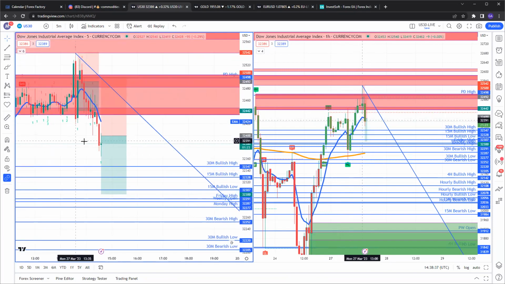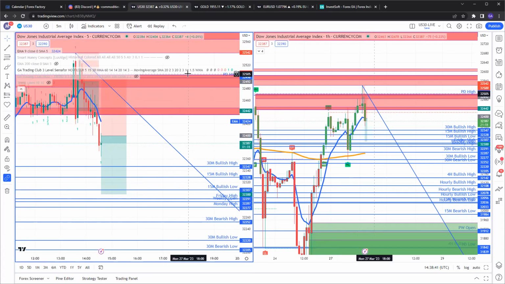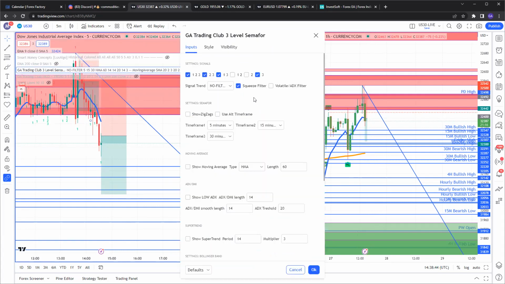This is how to use the new one. It breaks down buy and sell areas into 3 zones: level 3, level 2, and level 1. Level 3 is the most probable, a high buy or high sell area. Level 2 is a medium buy or medium sell area. Level 1 is just a buy or sell area.